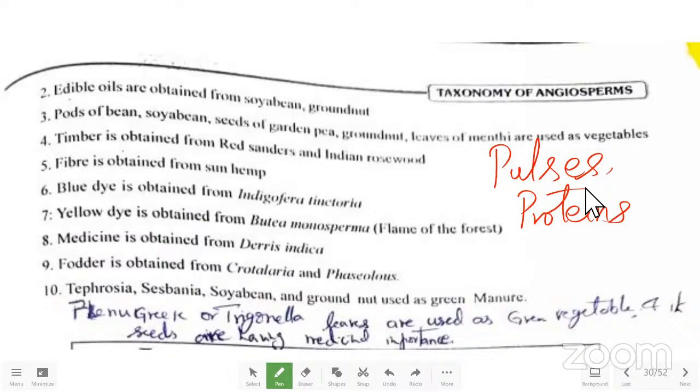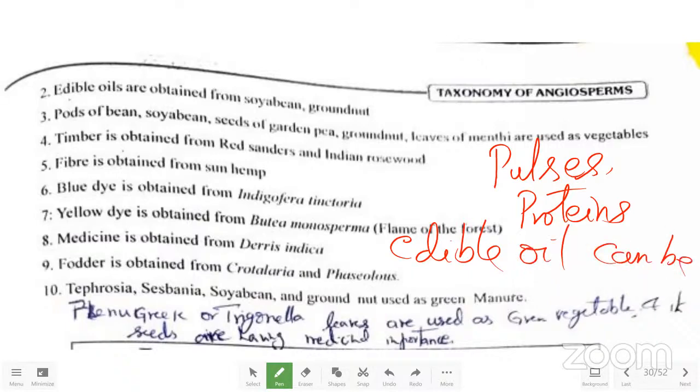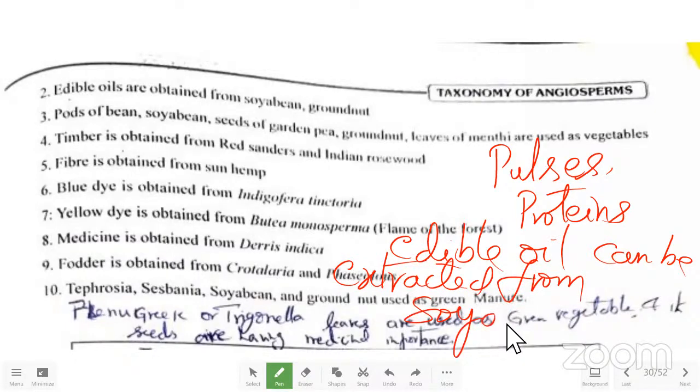And next comes the second point. Edible oil can be extracted from soybean and groundnut seeds, as soya oil, Glycine max oil, and groundnut oil respectively.